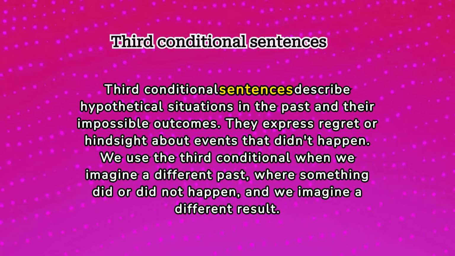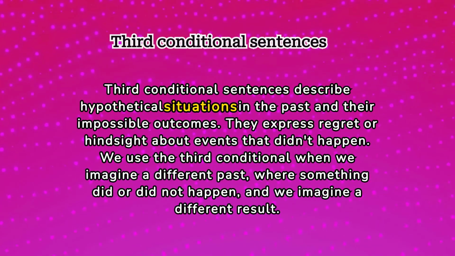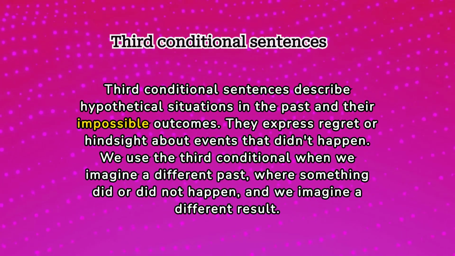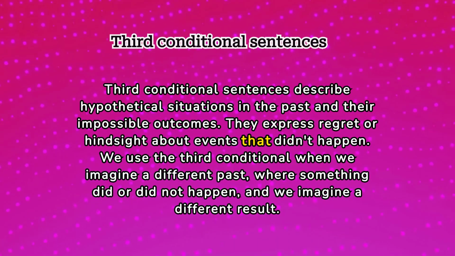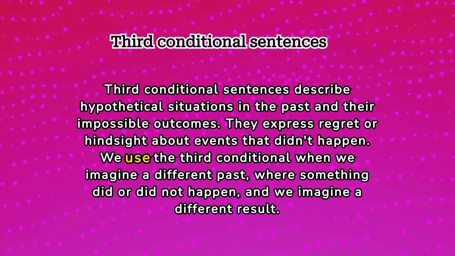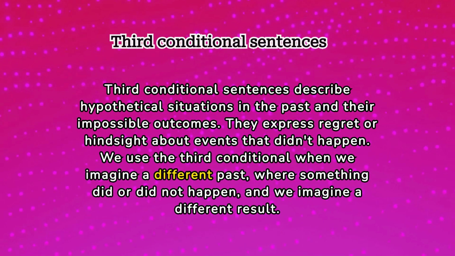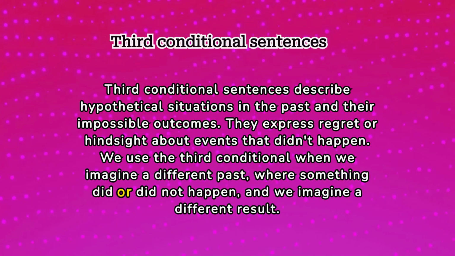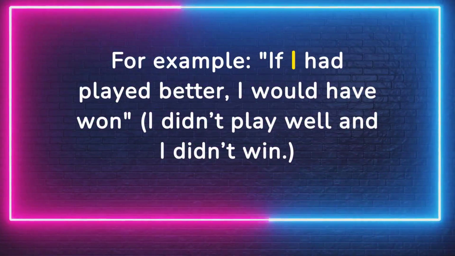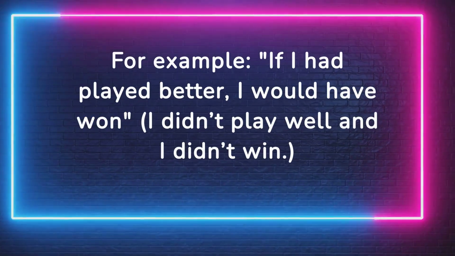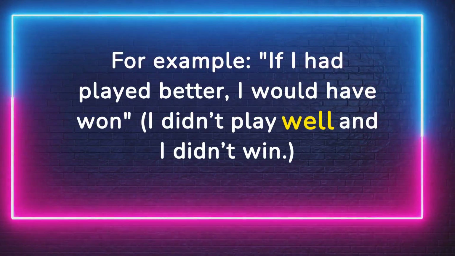Third conditional sentences describe hypothetical situations in the past and their impossible outcomes. They express regret or hindsight about events that didn't happen. We use the third conditional when we imagine a different past, where something did or did not happen, and we imagine a different result. For example, if I had played better, I would have won. I didn't play well and I didn't win.